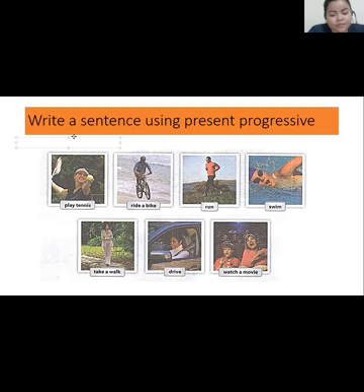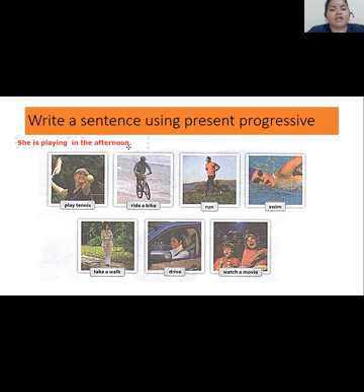He is. She is play tennis in the afternoon. Okay, she's playing. She's playing tennis. In the afternoon, okay. She's playing tennis in the afternoon.